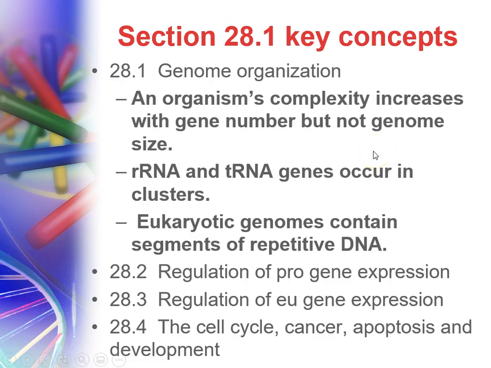An organism's complexity increases with gene number, but not necessarily with genome size. Ribosomal RNA and transfer RNA genes occur in clusters. We already saw some of that when we talked about it in the RNA chapter. And eukaryotic genomes contain segments of repetitive DNA.